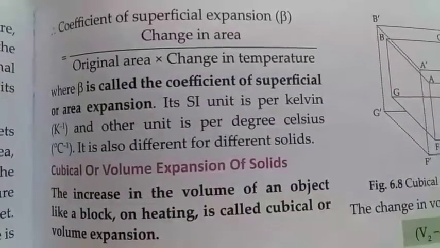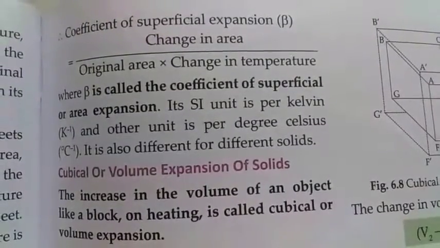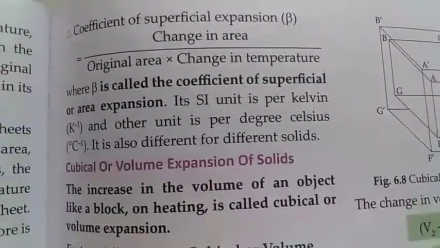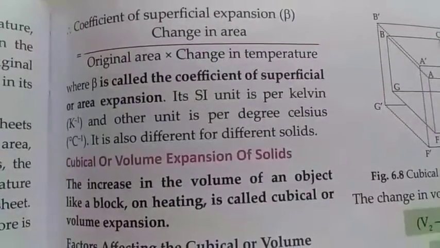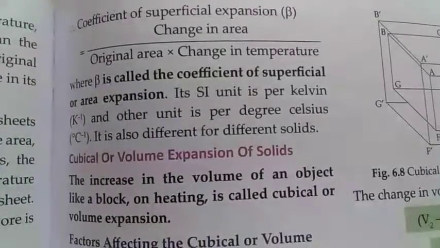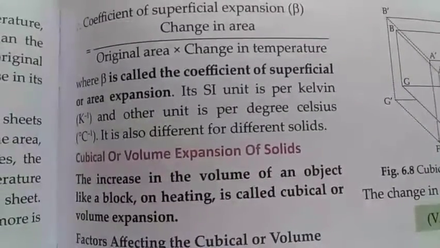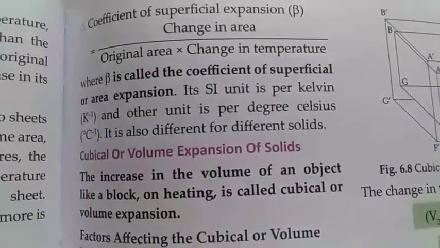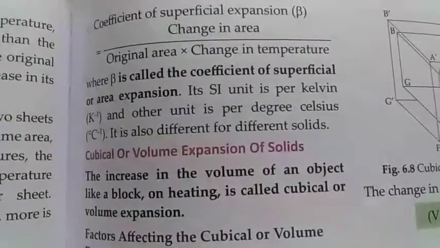So what is beta? Beta is the coefficient of superficial expansion. So it is equal to change in area. Change in area means S2 minus S1, upon original area, which is S1, into change in temperature, that is T2 minus T1. So here beta is called the coefficient of superficial expansion or area expansion, and its SI unit is per Kelvin and other unit is per degree Celsius. It is also different for different solids.